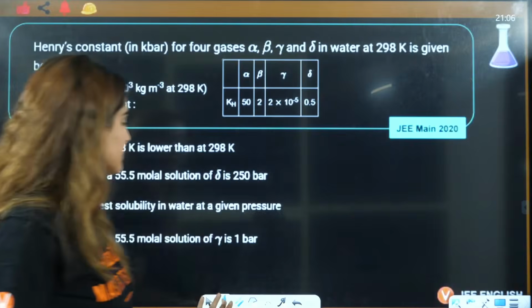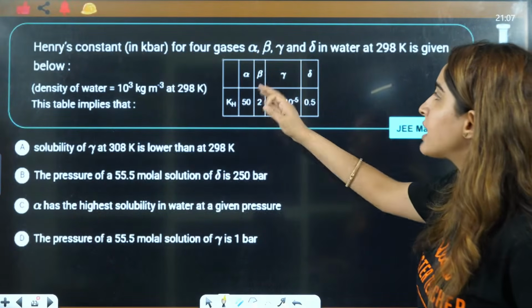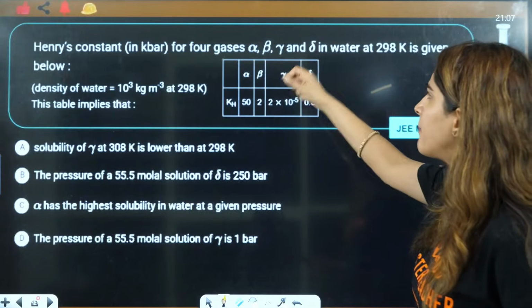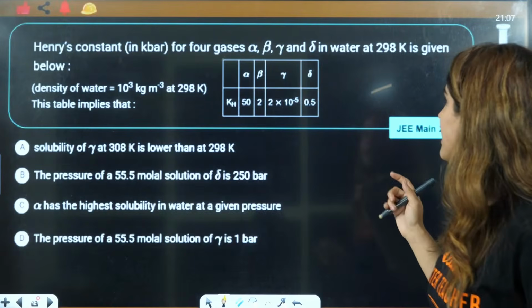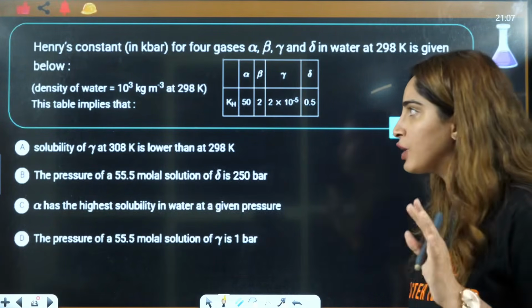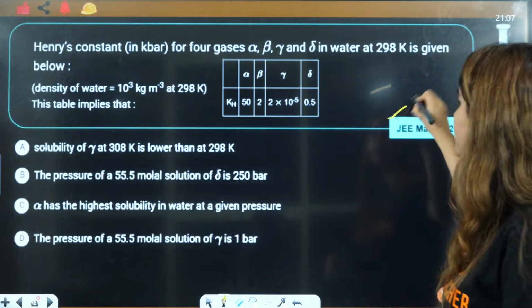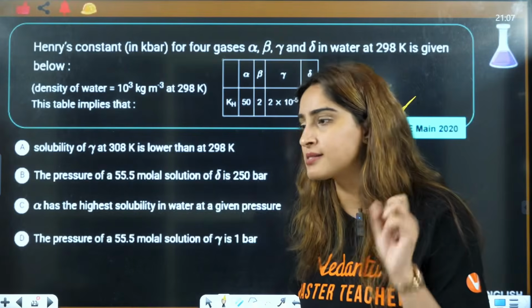Okay, next we have a question: Henry's constant for four gases alpha, beta, gamma and delta is given to you in water. Different KH values are given to us. This is also your JEE Mains 2020 question, a previous year question of JEE Mains.